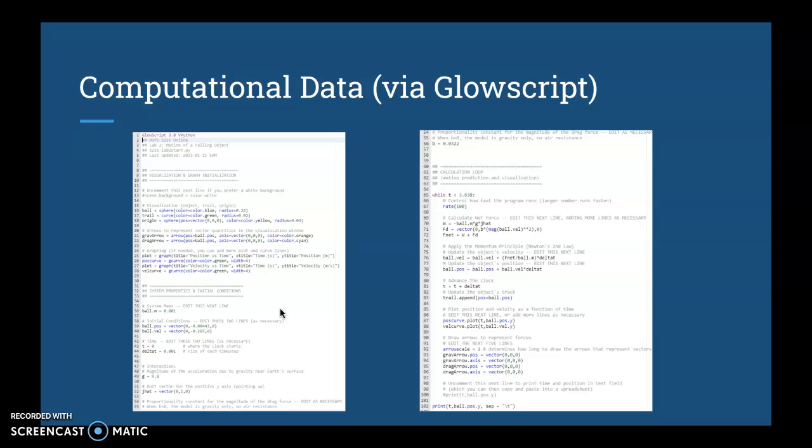This is my computational data via GlowScript and the code that I used. Some key things to take away is that the mass of the ball was 0.001 kilograms, that gravity was 9.8, that the B value was 0.0322 considering drag and gravity, but is only 0 when considering only gravity, and the time it took for all this to occur throughout the code.